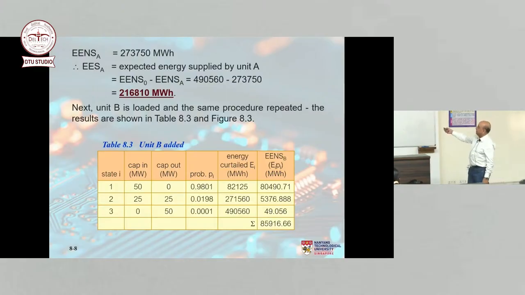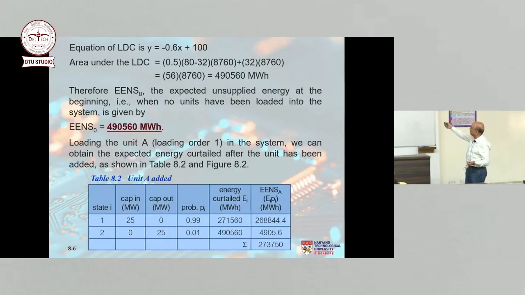So now we load unit B. We load unit B, we calculate the new probability table, capacity outage probability table. You all know how to do that. We know the probabilities from the capacity outage probability table. We know the capacities CI, we know PI, we only need to know EI, yeah? So we already know for this state, when both the generators are out, that we are not supplying any energy, isn't it? That means that we go back to this number, isn't it? And when 25 megawatt is out, we know how much energy is not supplied, is 271560.